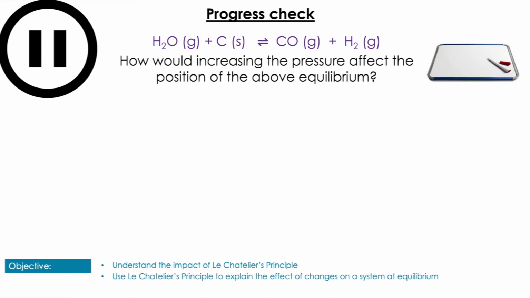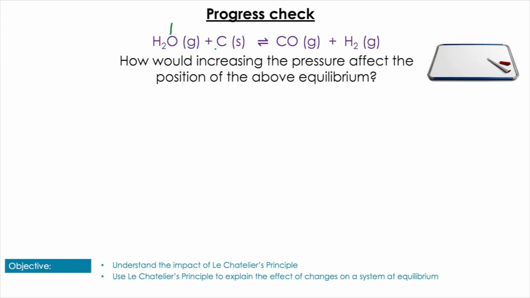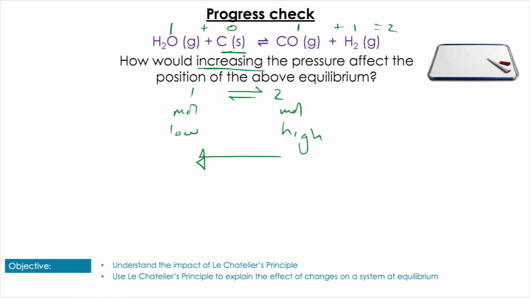Okay, pop them up. I'm going to do the same thing that I did last time. I've got 1 mole of gas on my reactants, 2 moles of gas on my products. So I've got a 1 to 2. That means that I've got the low pressure reactants and the high pressure products. I'm trying to increase it. The reaction is trying to do the opposite. And so therefore we're going to shift the reaction to the left-hand side.